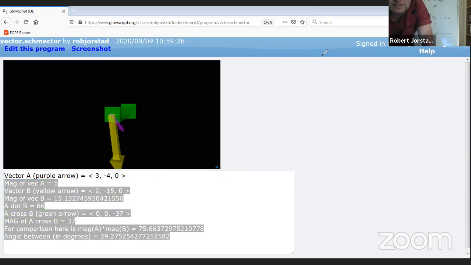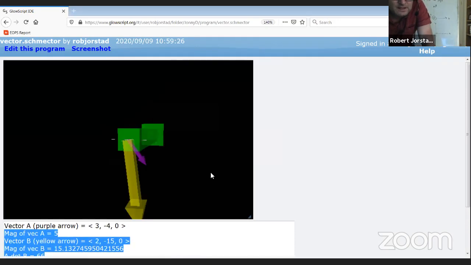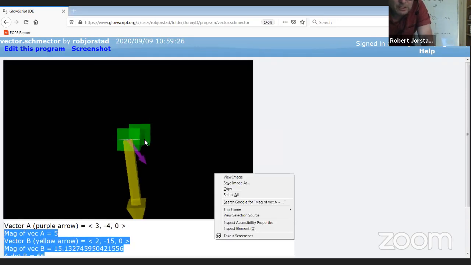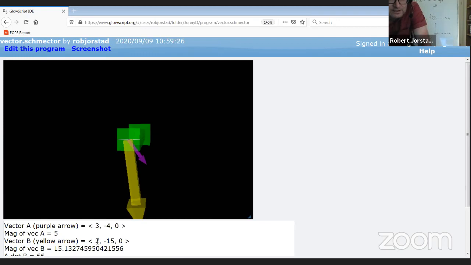All right, give me just a second here. So if I could make this a little bigger again, the idea is the purple arrow is going kind of down and to the right and down. The yellow arrow is also going to the right and down. They both have positive x values. They both have negative y values. And so that's why they're going this way. Notice the green arrow, you can't really see it, but it's pointing into the page.